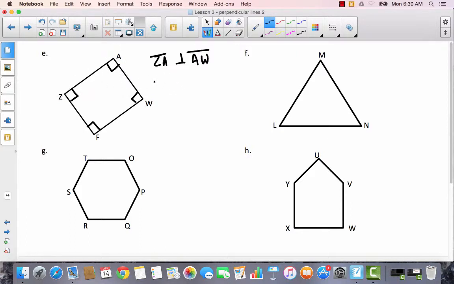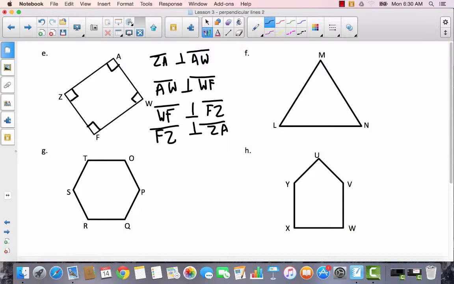Now I'm going to say line segment AW is perpendicular to line segment WF. Line segment WF is perpendicular to line segment FZ. And line segment FZ is perpendicular to line segment ZA. So that should have got all of them. All right, so what do you think about figure F? Do you see any perpendicular lines? I don't either. So we have no perpendicular lines in this figure either, okay? Did you find any perpendicular lines in figure G?